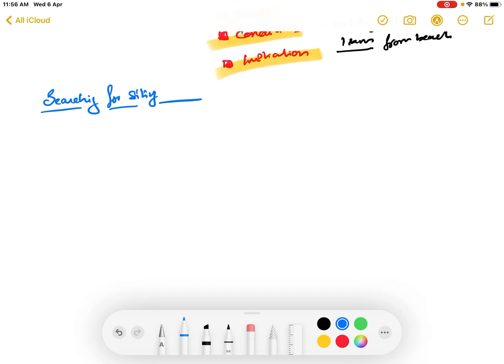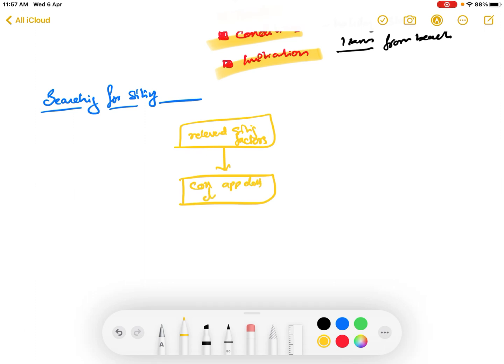We can describe the whole procedure using a flowchart. First, we are going to identify the relevant siting factors. Then we are going to collect appropriate data and digitize it. And then we are going to identify the siting criteria.